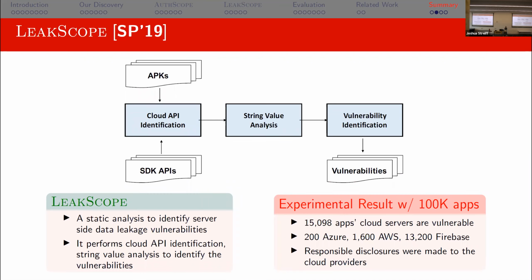And then I talked about another tool called LeakScope. This one is static analysis, because we just want to analyze APIs, so we can do entirely static analysis. This tool analyzes data leakage vulnerabilities, and it performs call API identification and streamline analysis to identify vulnerabilities. We tested about 100,000 apps using these 3 clouds, and 15,000 of these apps' backends are vulnerable, okay? Here are 200 from Azure, and 1,600 from AWS. The rest are Firebase. So this is what we discovered.